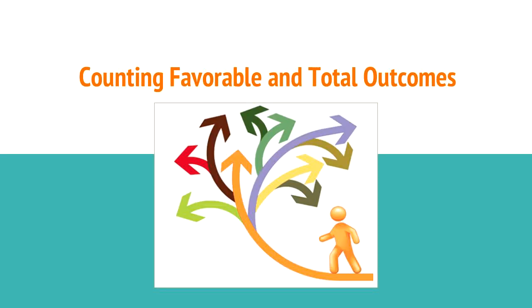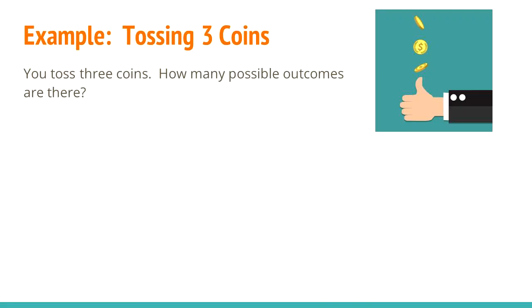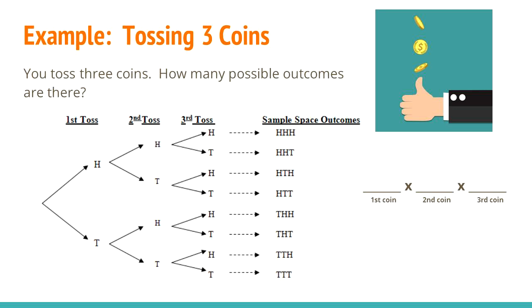In order to find the theoretical probability, we need to be able to count up the favorable and total outcomes. In this example, instead of tossing one coin, we're going to toss 3 coins. You can also think of this as tossing a single coin 3 times. How many possible outcomes? Well, we could try listing all the heads and tails outcomes, or we can draw what we call a tree diagram.